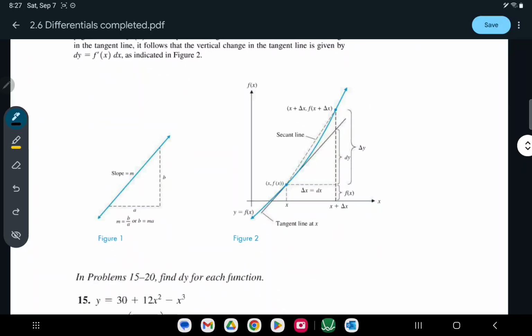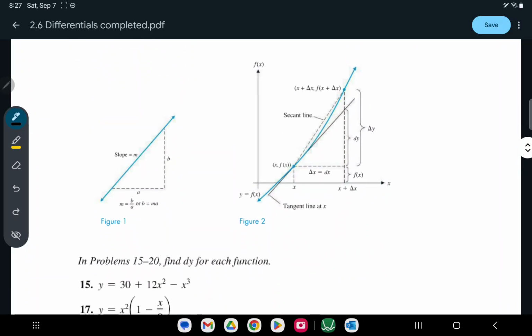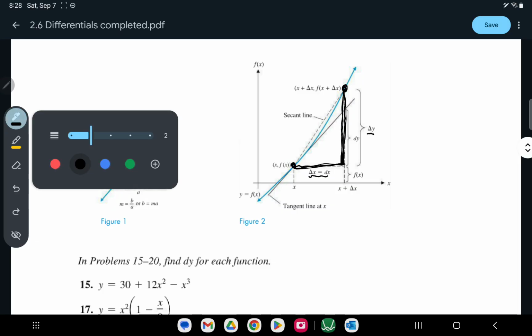So let's look at a visual. And I might have to do two different little triangles here. So we have this blue function here, and we have 2 points. I can find my actual change in x, or this change in x, and then I can find my actual change in y.